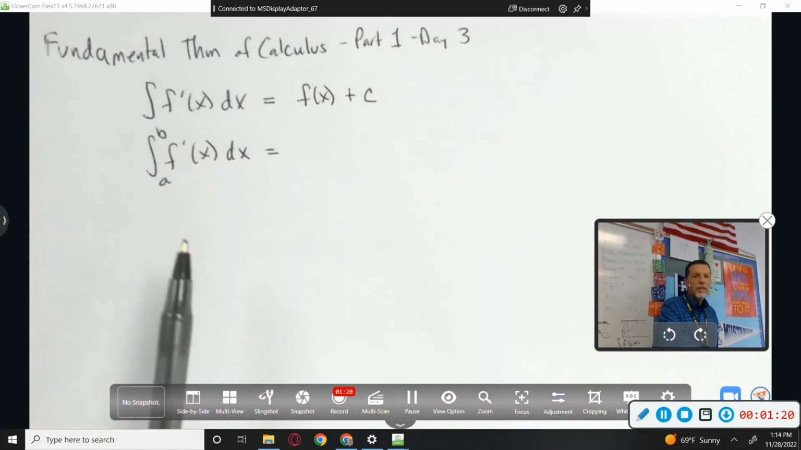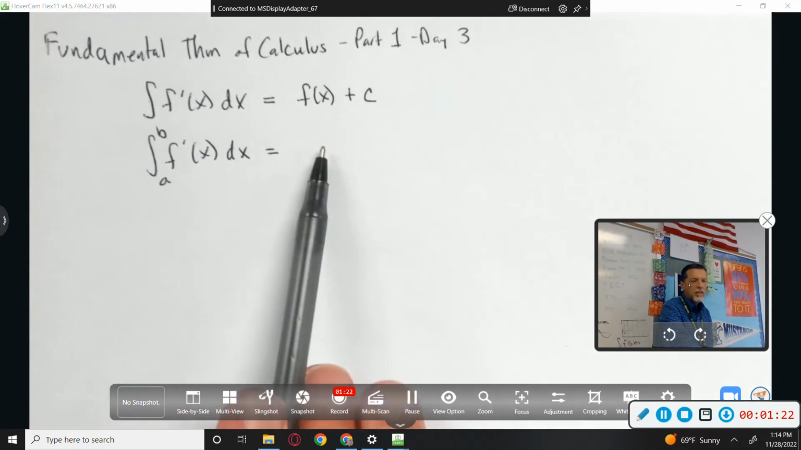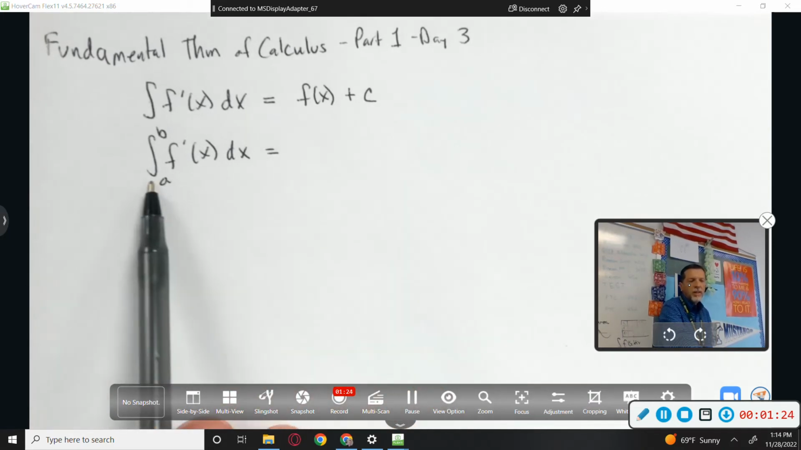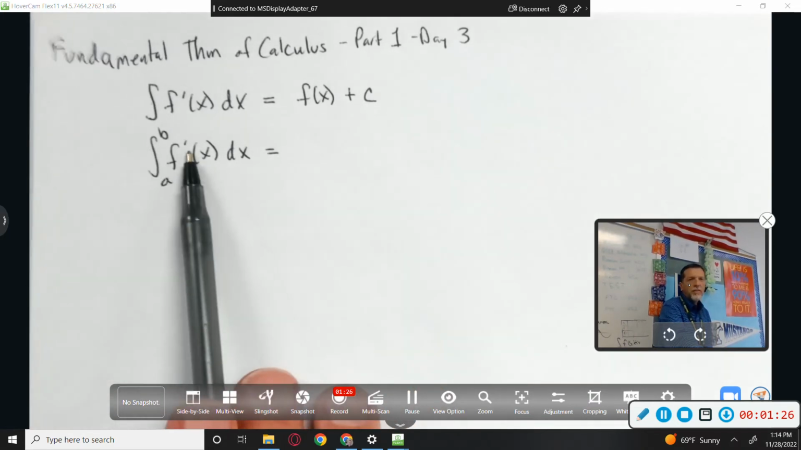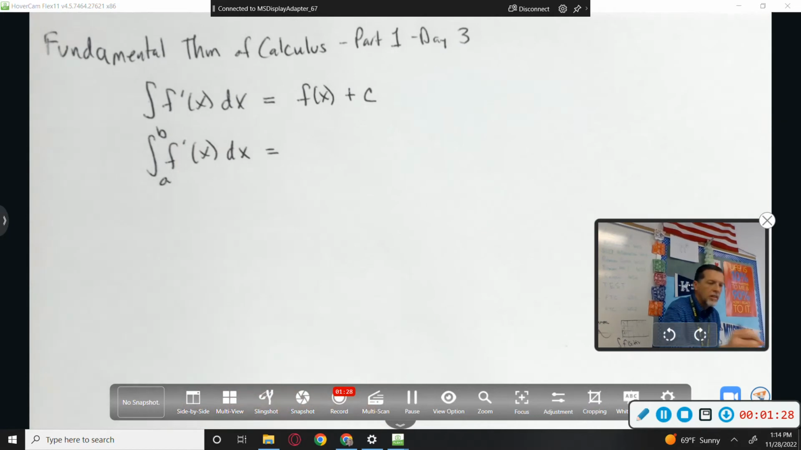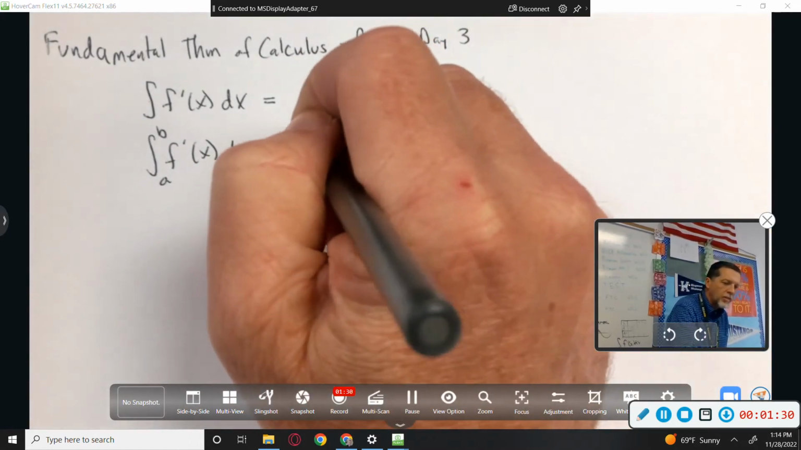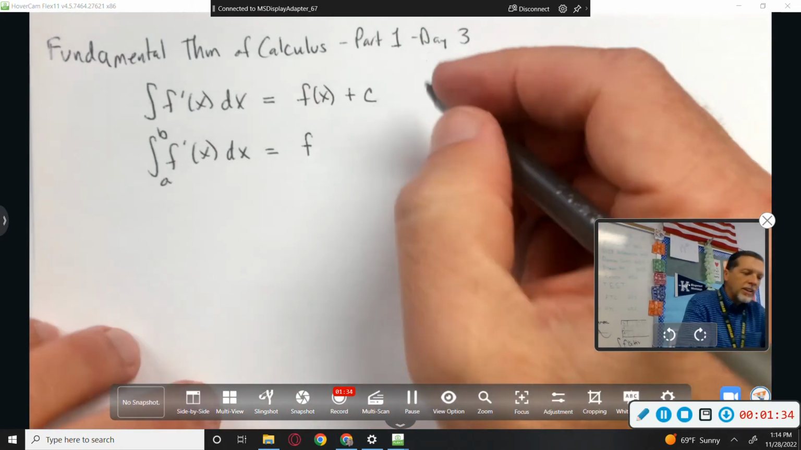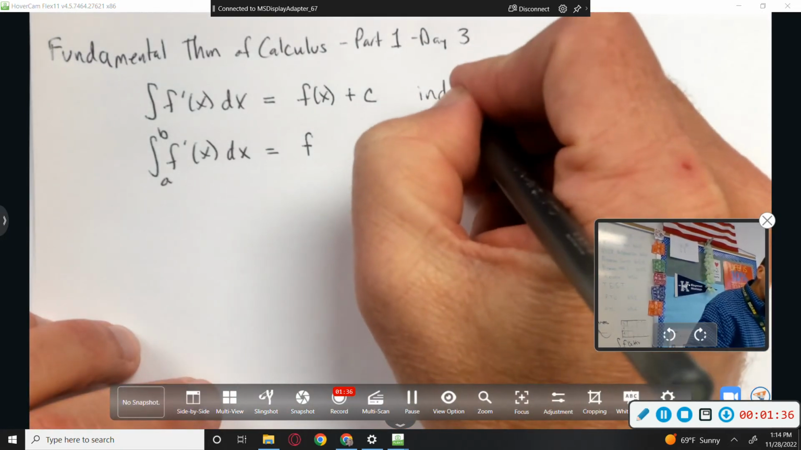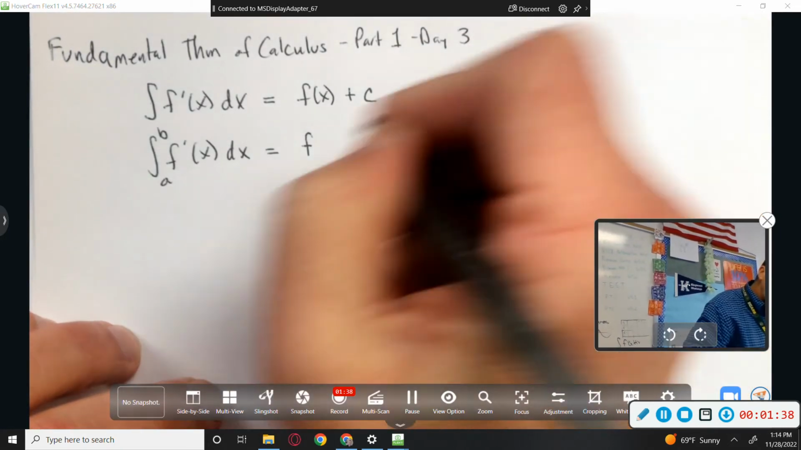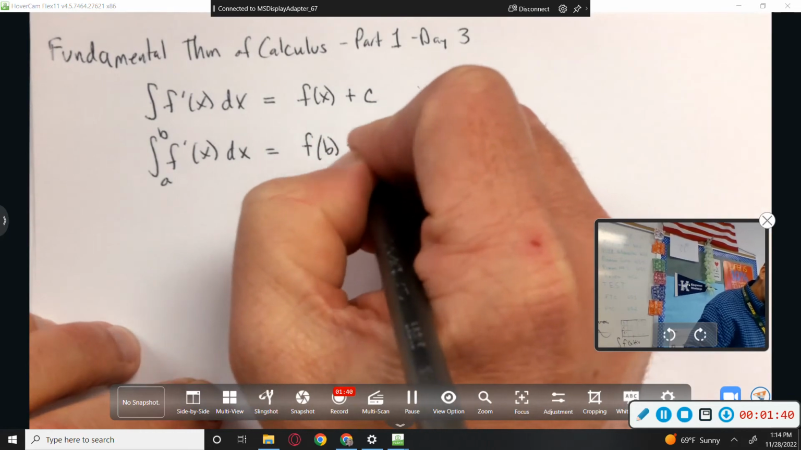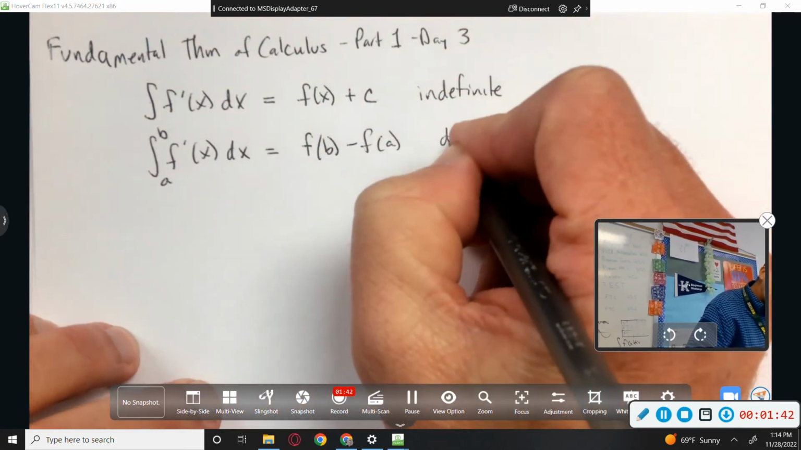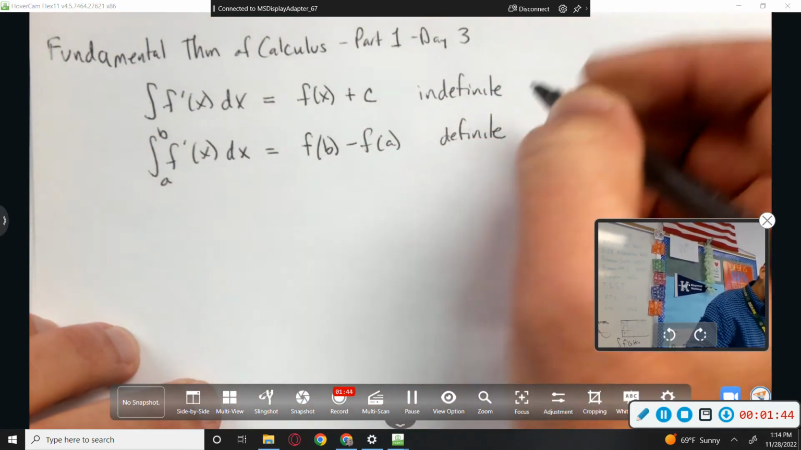So what would it be? It's going to be something similar. The antiderivative from a to b of the derivative F prime. It's definitely F of something. And instead of an indefinite integral, that's what the first one is called, F of b minus F of a. Top minus bottom. F of b minus F of a. That's called a definite integral.